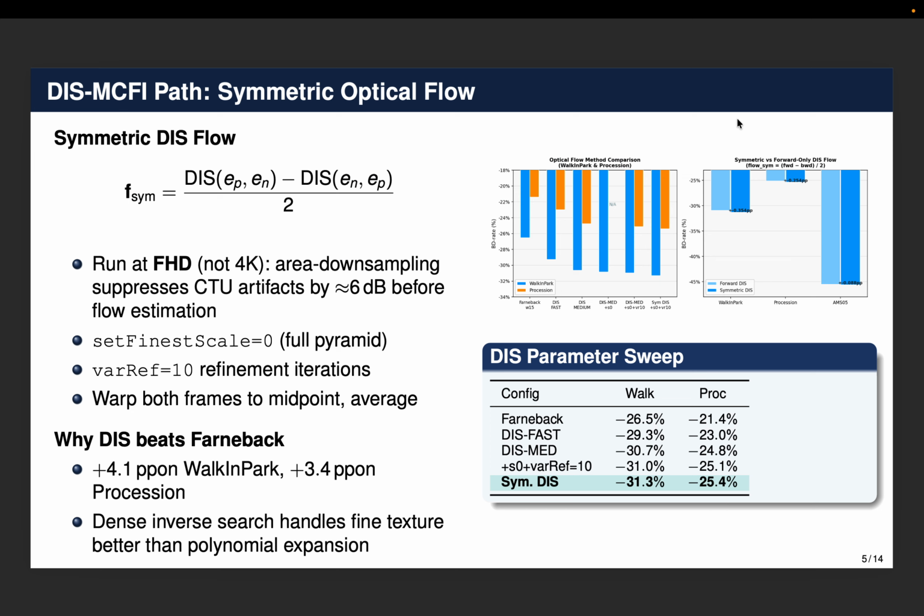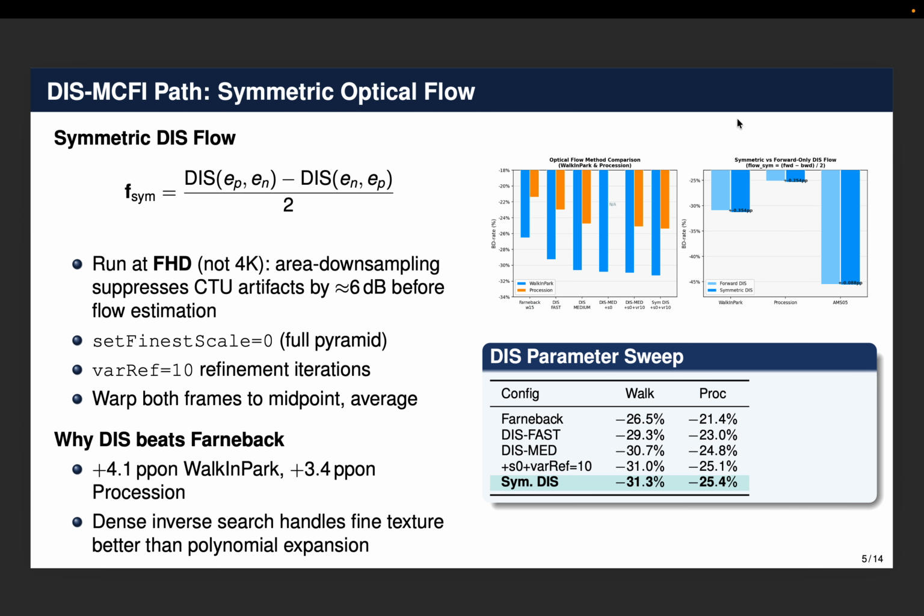Another important detail is that we run DIS at Full HD, not at 4K. When 4K frames are area downsampled to Full HD, each 2x2 block is averaged, which suppresses CTU artifact energy by about 6 decibels. This makes optical flow more reliable on compressed content. With the full pyramid in variational refinement, Symmetric DIS gives the best result among our classical flow configurations.